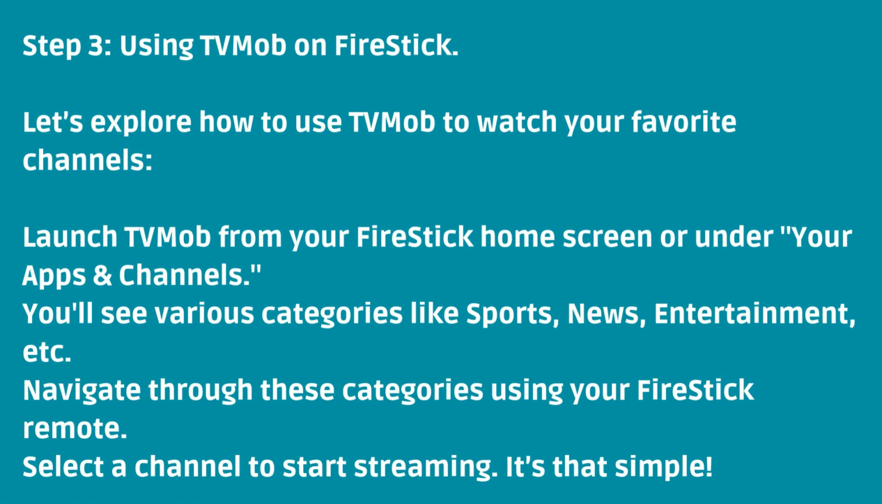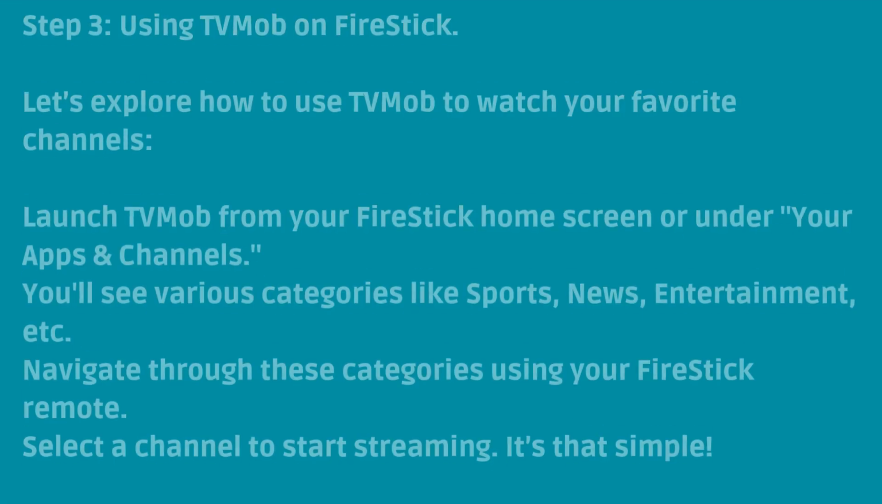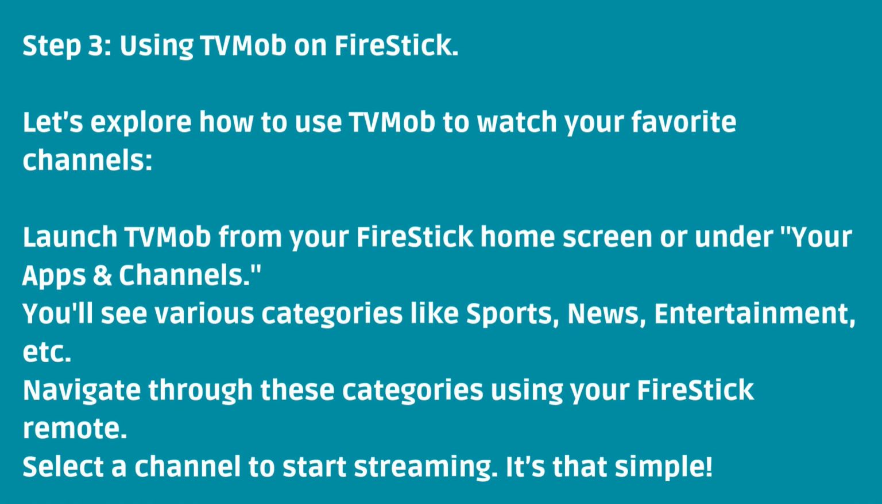Step 3. Using TVMob on FireStick. Let's explore how to use TVMob to watch your favorite channels. Launch TVMob from your FireStick home screen or under your apps and channels. You'll see various categories like sports, news, entertainment, etc. Navigate through these categories using your FireStick remote. Select a channel to start streaming.